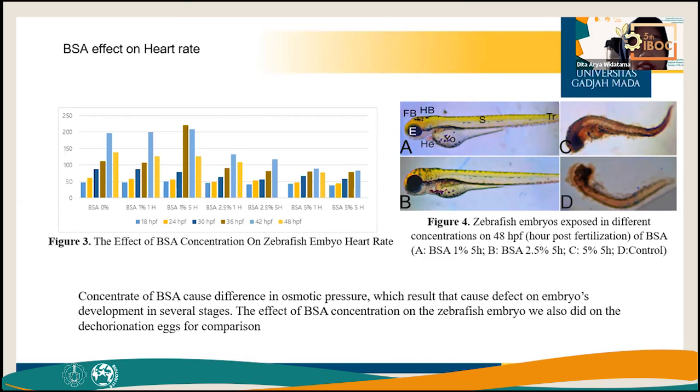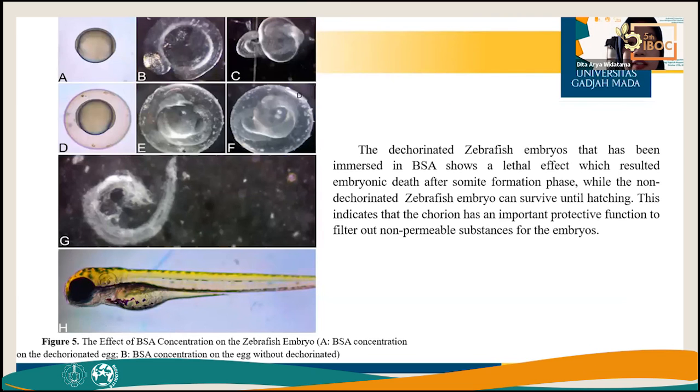The effect of BSA concentration on zebrafish embryo we also did in the chorion and decorionated eggs for comparison. Figure 4 shows zebrafish embryos exposed to different concentrations of BSA at 48 HPF. This is the decorionated zebrafish embryo that has been immersed in BSA. BSA showed a lethal effect which resulted in embryonic death after the somite formation phase, while the non-decorionated zebrafish embryo can survive until hatching. This indicates that the chorion has an important protective function to filter out non-permeable substances from the embryo.